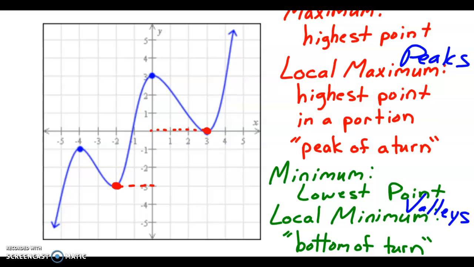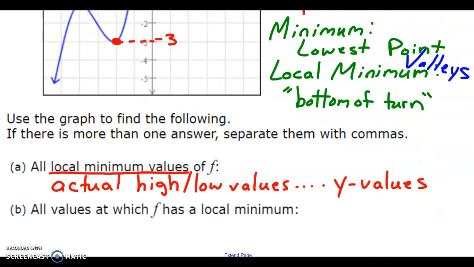Okay? So our actual low points, the local minimums, where these graphs have a little dip, are at y equals -3 and y equals 0. So that's your y values, 0 and -3. That's what the local minimums actually are.